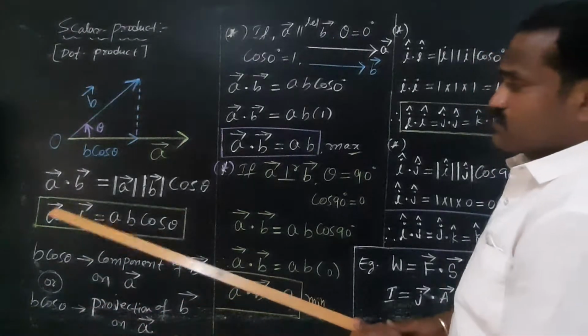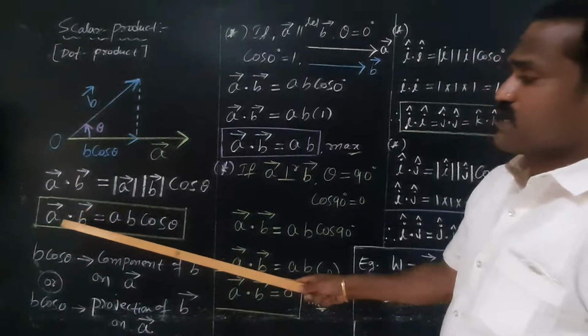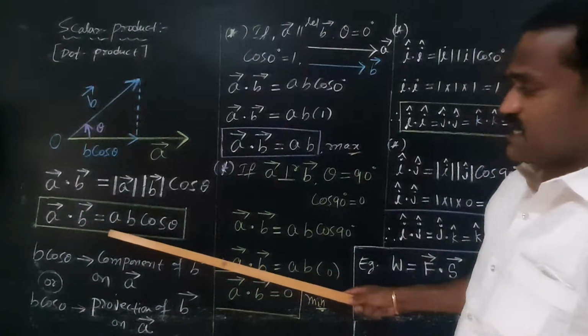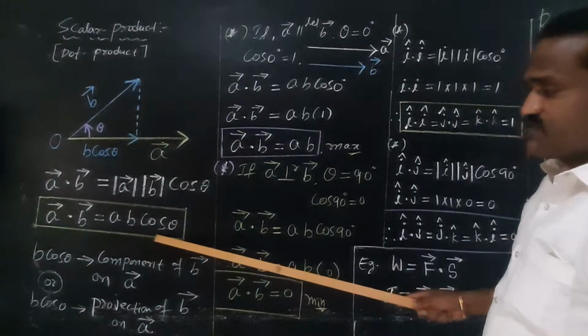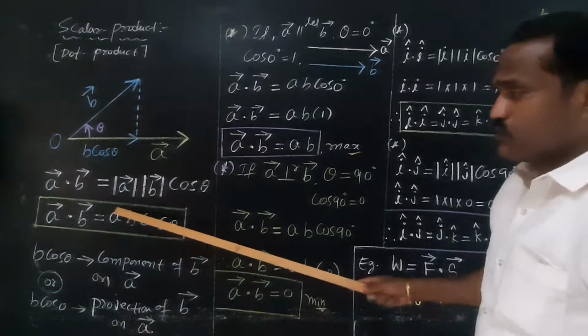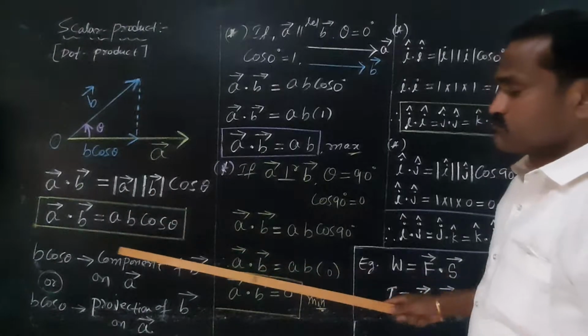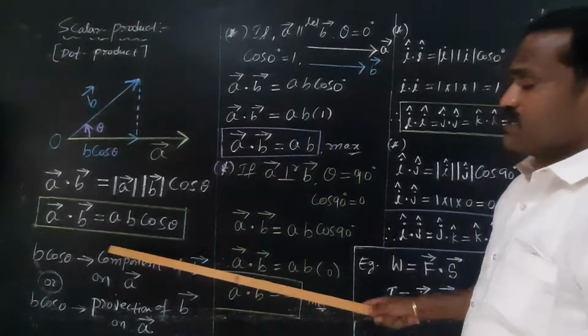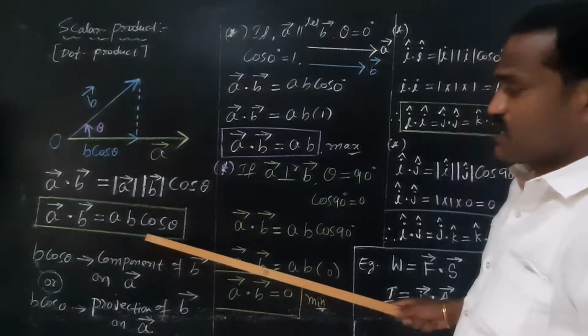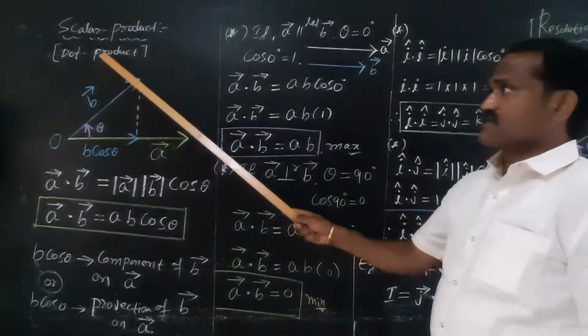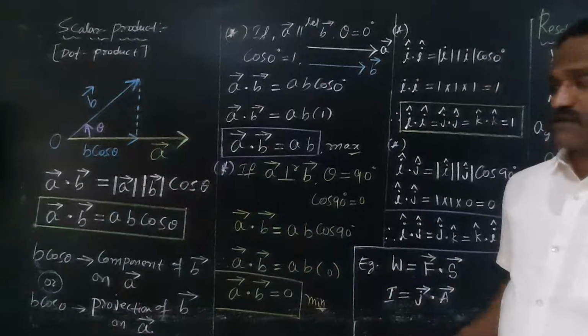The dot product, when two vectors are undergoing dot operation, the result will be a scalar. Magnitude of A, magnitude of B, cos of 30 degree, cos of 60 degree, you will get some value only. So, it does not have any direction. Hence, when two vectors are undergoing dot operation, the result will be a scalar. Hence, it is also called scalar product or dot product.